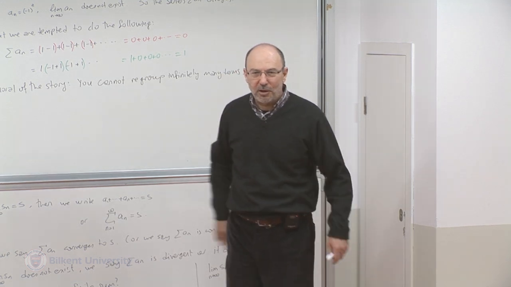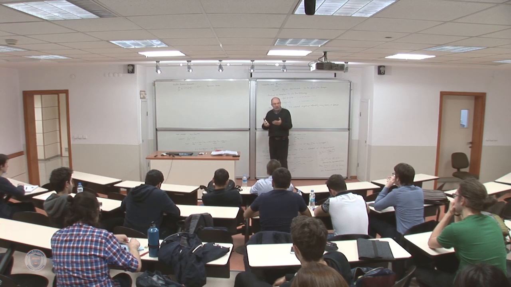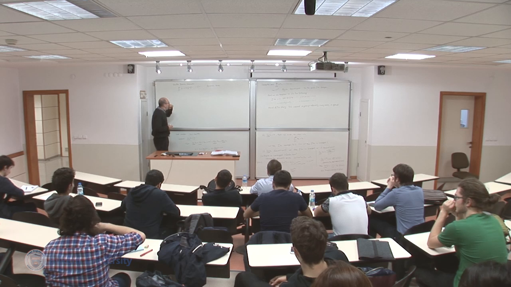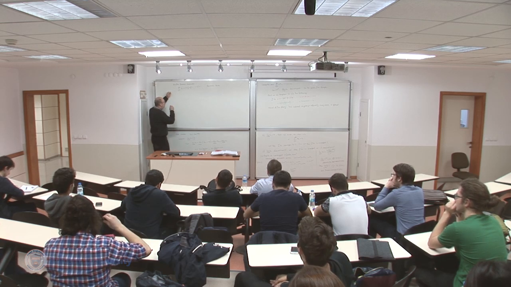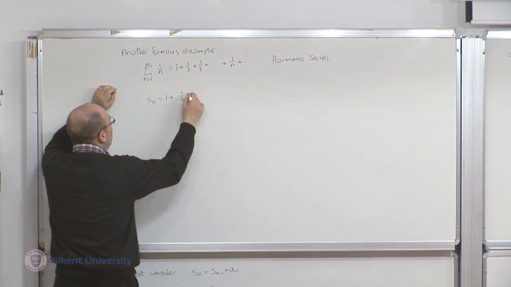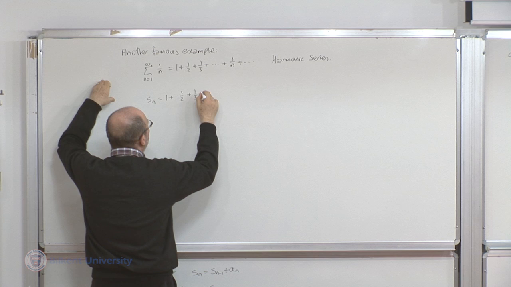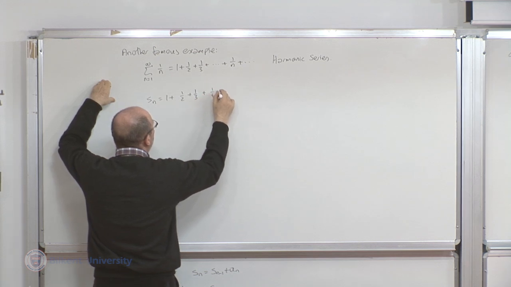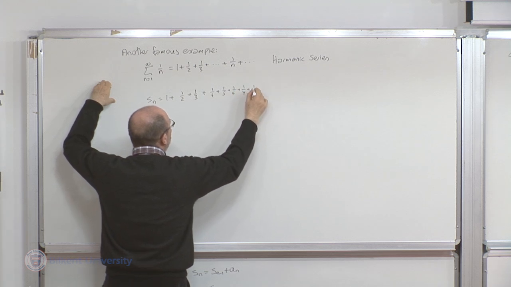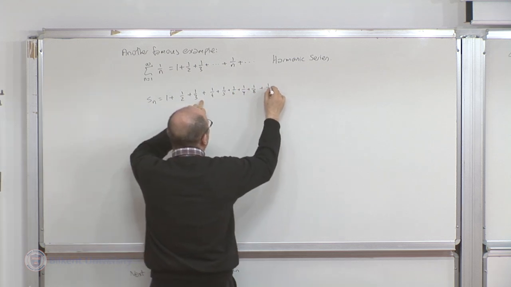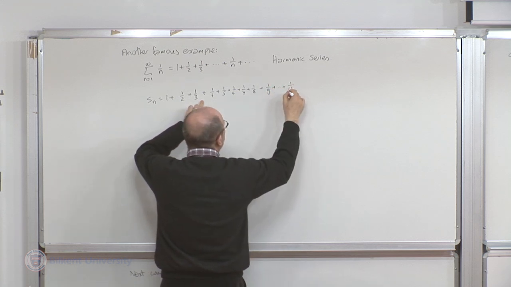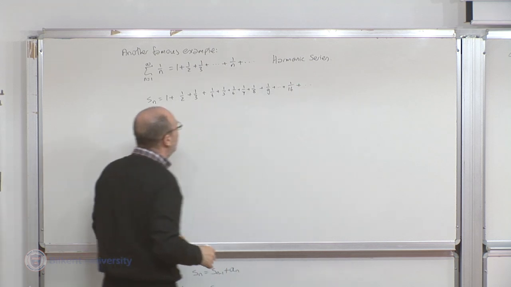But it is divergent. The only way to see that it diverges is, of course, to analyze it. Sn is the following thing: 1 plus 1 over 2 plus 1 over 3, 1 over 4 plus 1 over 5 plus 1 over 6 plus 1 over 7, 1 over 8. And then I have 1 over 9 plus, going up to 1 over 16, plus like this.